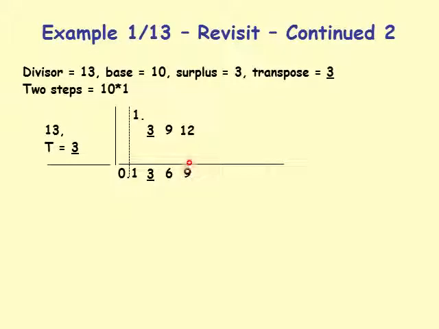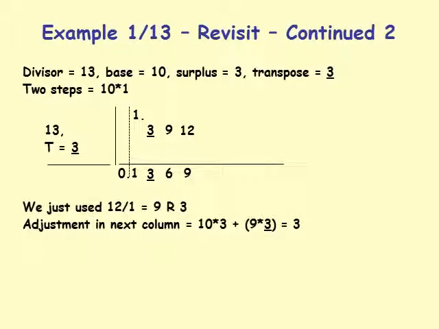Now let's continue. So far we have done 9 remainder 3. 12 divided by 1 is 9 remainder 3. Okay. The adjustment is 10 times 3, that's the proportional remainder, plus 9 times the adjustment due to transpose. So I get a plus 3 as the adjustment in the next column.